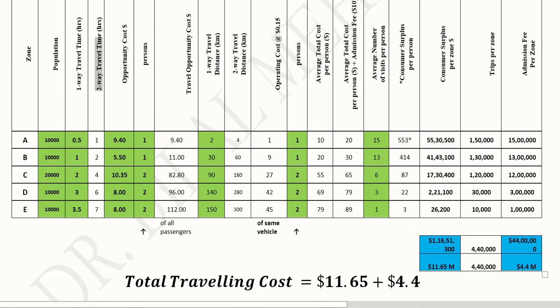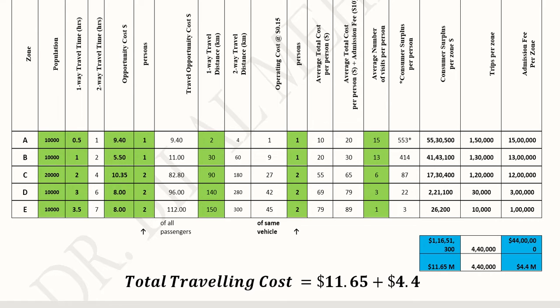Definitely people from different areas would have their own level of wages and occupations, and definitely their wage would be different. Now for the persons in the vehicles, we assume that from zone A only one person, and also from zone B only one person travels, whereas from C and D and E two people are traveling.